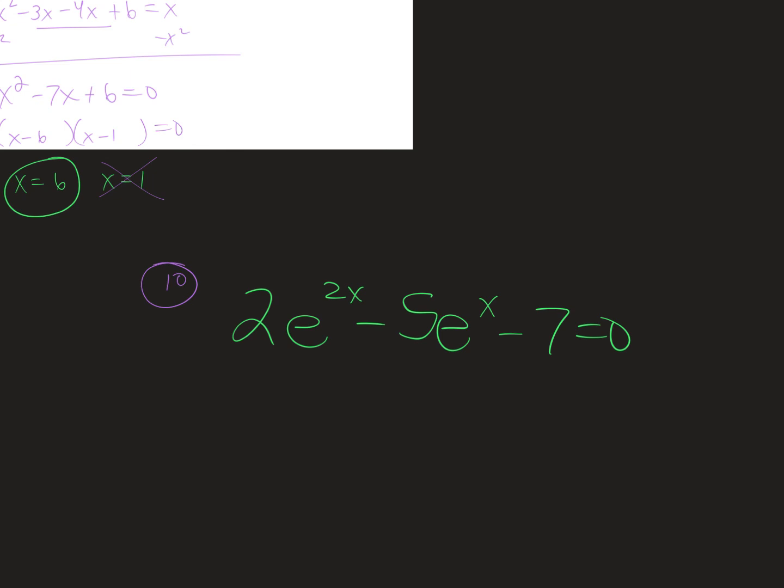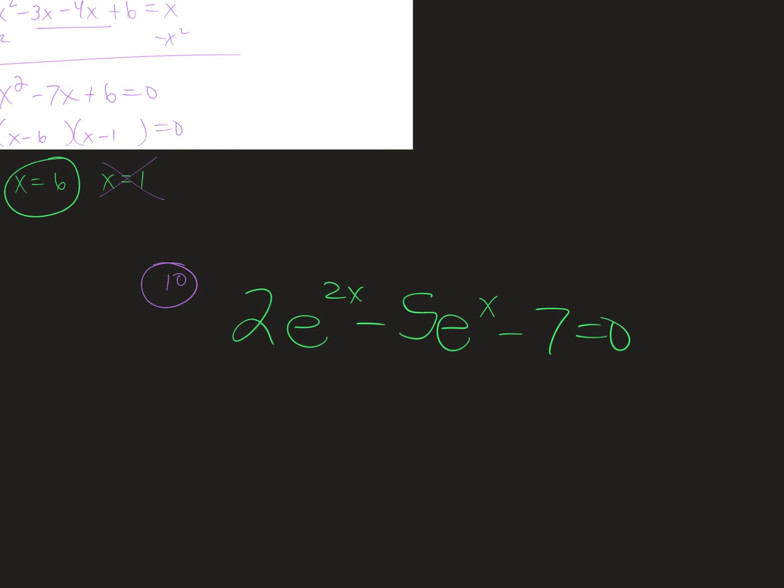Kind of looks like a factoring problem, right? Kind of looks like a quadratic. Guys, this is an exponential quadratic. When you see a problem like this, you answer it the exact same way every time. This is an exponential quadratic. This is the same thing as saying 2x squared minus 5x minus 7 equals 0.